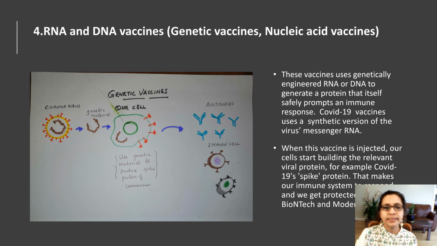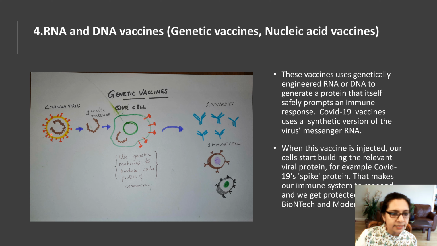Let us move on to the genetic vaccines or the nucleic acid vaccines, called RNA and DNA vaccines. These vaccines use genetically engineered RNA or DNA to generate a protein that itself safely prompts an immune response. The COVID-19 vaccine uses a synthetic version of the virus messenger RNA. That is why it's called mRNA vaccines. So when these vaccines are injected, our cells start building the relevant viral protein. For example, the protein here is the COVID-19 spike protein. Then our immune system gets activated. The examples of this type of vaccines are the Pfizer-BioNTech vaccine and the Moderna vaccine.